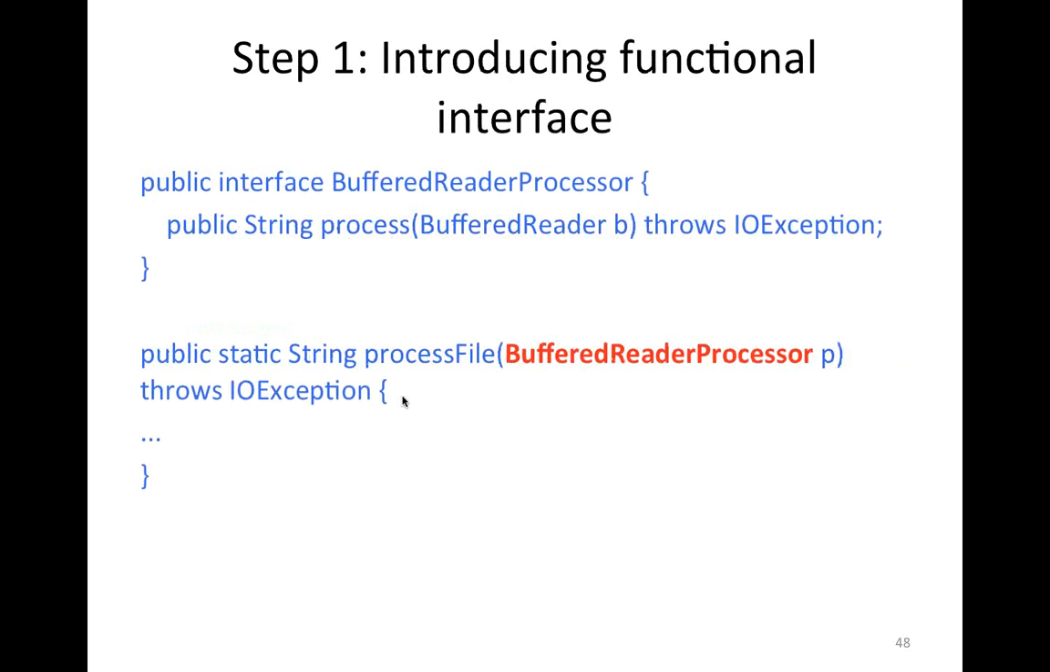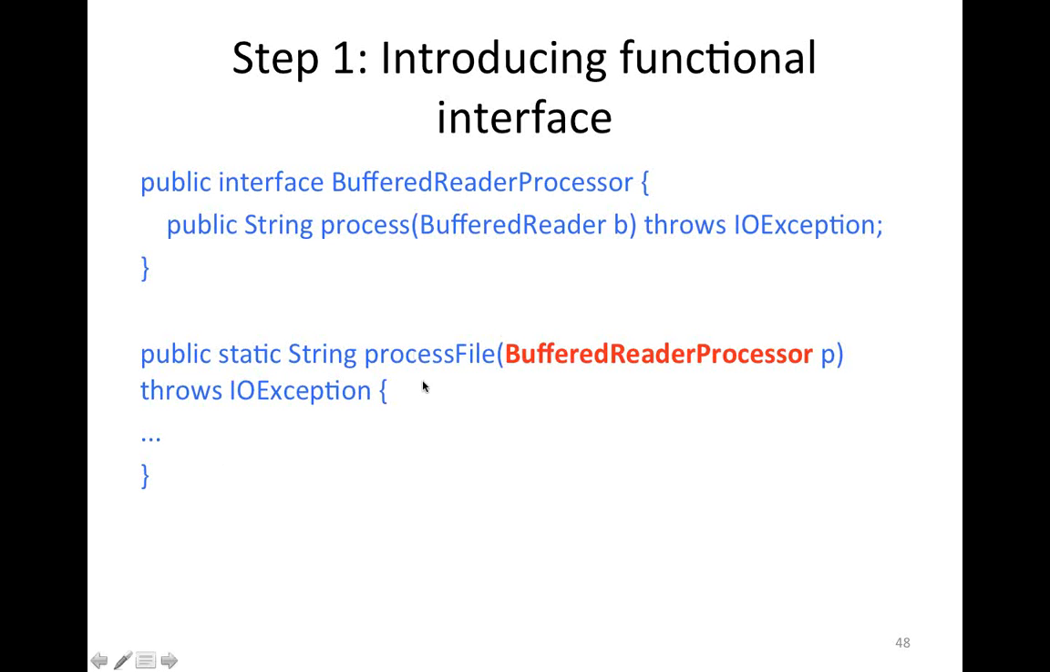We're making use of lambda expressions. If you remember, we can only use a lambda expression in the context of a functional interface. So let's create a functional interface. Here, the interface is called BufferedReaderProcessor, and it declares one method called process that takes a BufferedReader and returns a string, and might throw an IOException along the way, for example, if the file doesn't exist on the system.